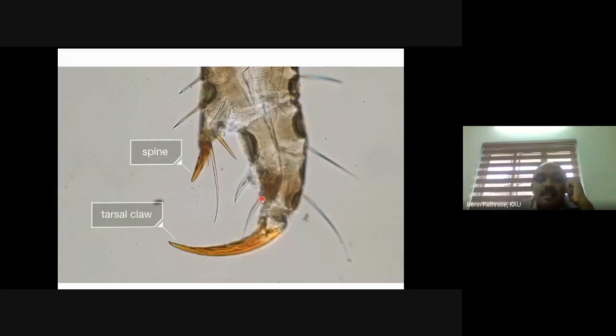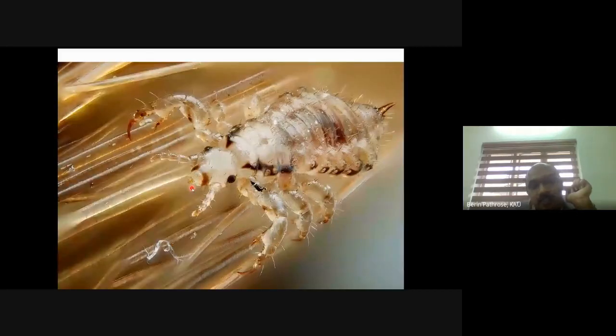So this is extremely clear. This is the tibia, this is the tarsus, and this is the pretarsal claw. And you can see the spine on the thumb-like process over the tibia. Both this tarsal claw and this thumb-like projection press together to hold on to the body. This is the picture. All three pairs of legs are modified. Here you can see the thumb-like projection, the spine, and the tarsal claw.